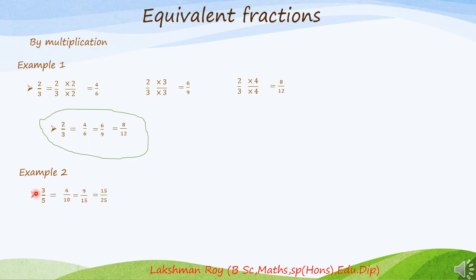So that is another equivalent fraction. Then I'll multiply by another number, that is 6. You can see here 3 multiplied by 6 is 18, and 5 multiplied by 6 is 30. So those are the equivalent fractions, 1, 2, 3, 4. I wrote 4 equivalent fractions to 3/5. Understand?